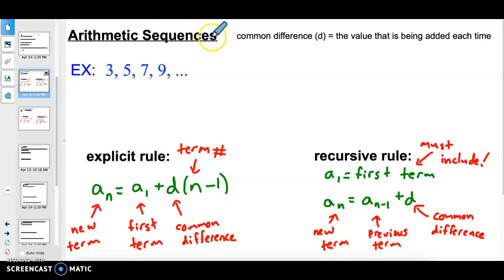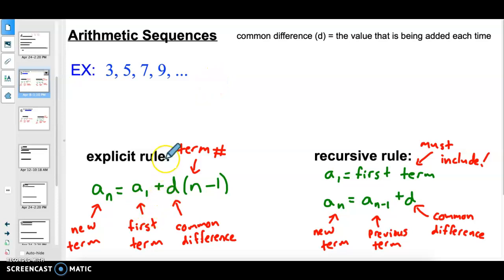Hey everybody, today we're going to look at arithmetic sequences. Arithmetic sequences are a pattern where you're increasing by the same number each time or decreasing, and that pattern is by adding or subtracting. We think about it more as adding a negative number.